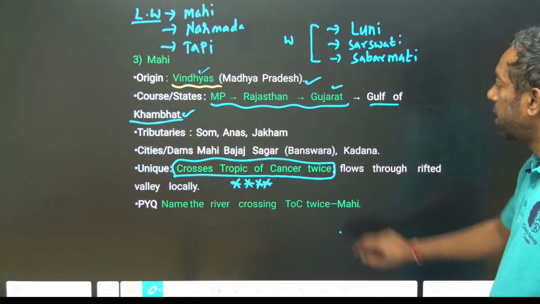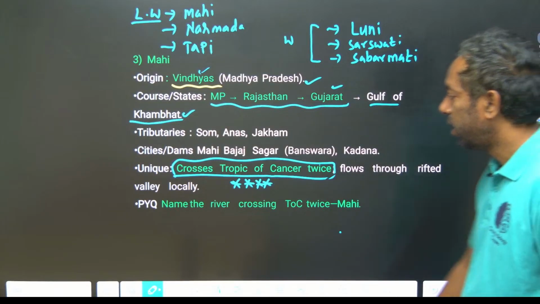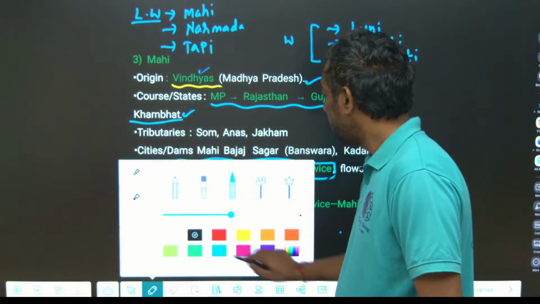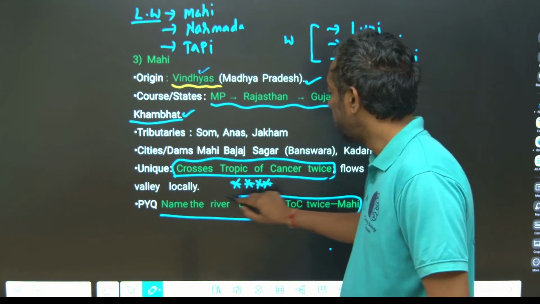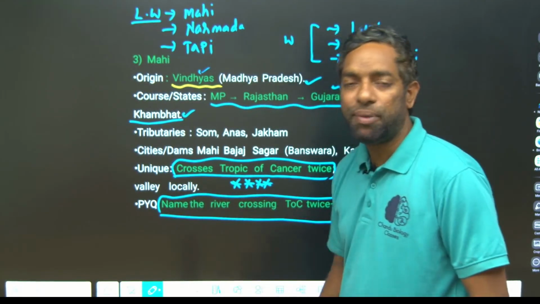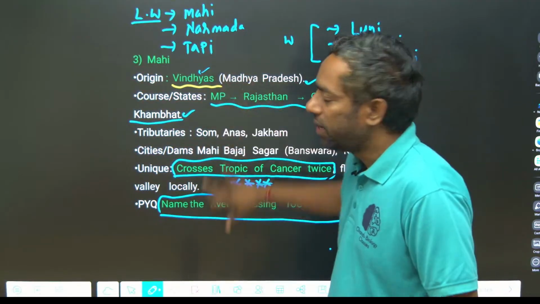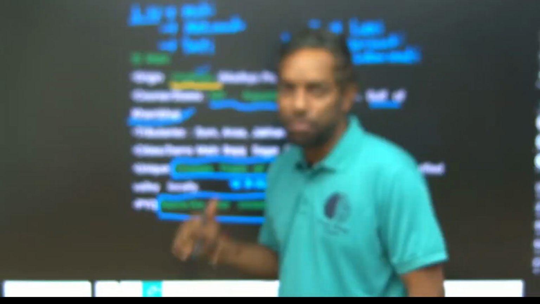Yeah, they can cross the Tropic of Cancer twice. And PYQ is based on the name of the river crossing the Tropic of Cancer twice. This is a PYQ, guys. Based on that, I did make notes. Don't miss it.